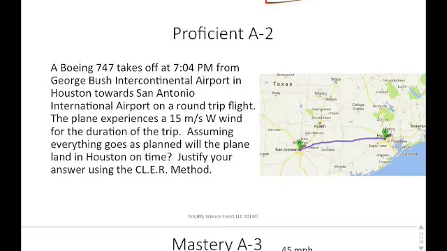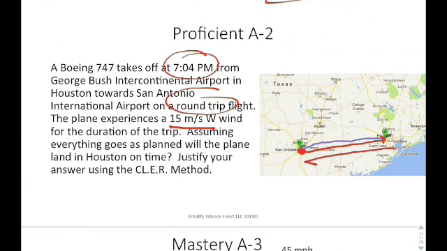It's an example. It says a Boeing 747 takes off at 7:04 p.m. from the George Bush Intercontinental Airport in Houston and heads towards San Antonio. It says the plane experiences a 15 meter per second wind for the entire duration of the trip. Now it says that it's a round trip, which means it's going to start here and travel this way, and then it's going to travel back. Now, it says assuming that everything goes as planned, will the plane land in Houston on time?